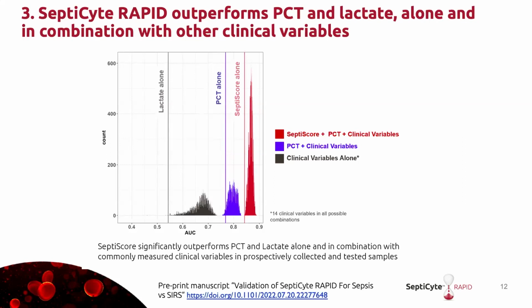Septicyte Rapid alone, using the Septiscore, has an AUC of 0.84. And if you add that to the other clinical variables, we get a slight improvement, helping us, especially with band 3, to make a diagnosis of these patients. So Septicyte score alone is superior to all the other tests that we have and can be used in combination to improve that clinical diagnosis.